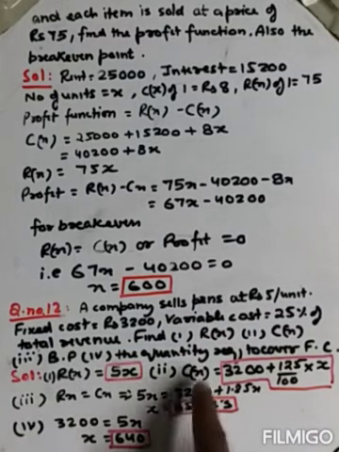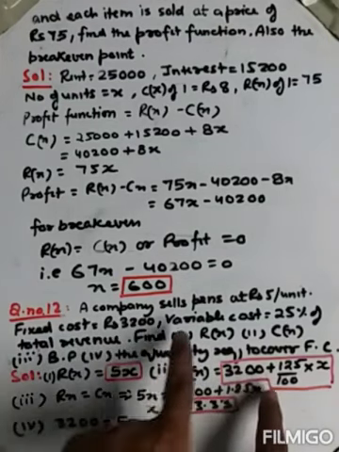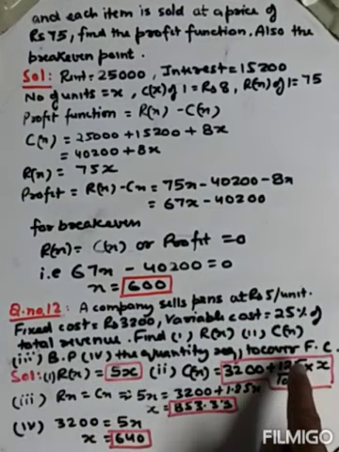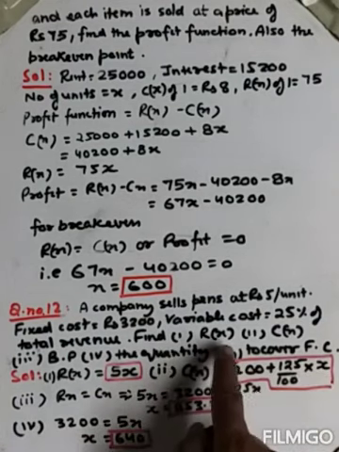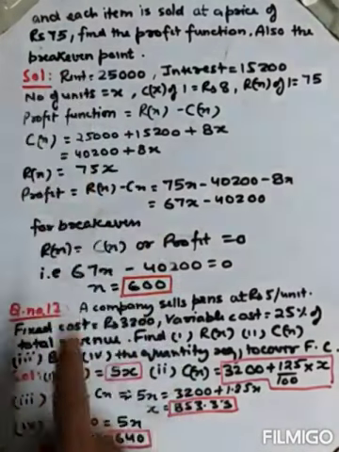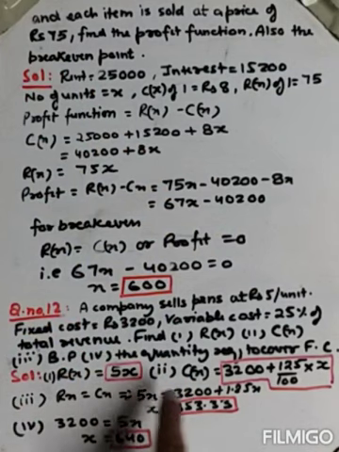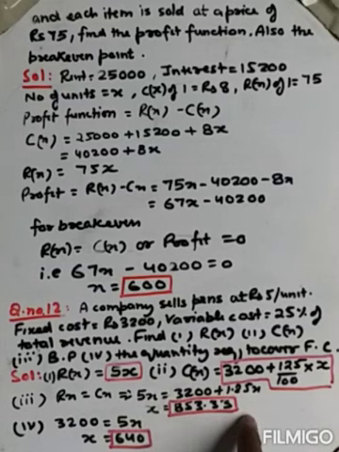Cost function. How to find the cost function? Basic price plus variable cost. How much is the variable cost? 25% of the total revenue. So 125% of the value X. How to find the break-even point? Like here, in that case, revenue should be equal to cost function. So revenue we have taken out, cost function is this much. So equate both the values. X is equal to 853.33.